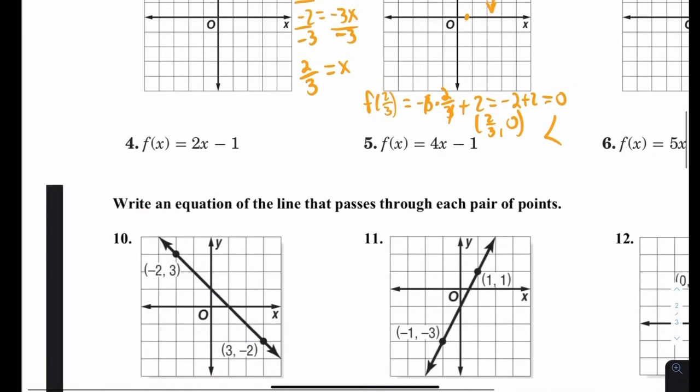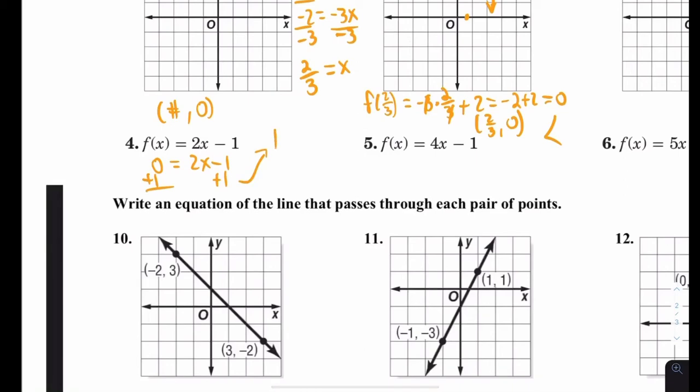Let's do number 4. We're going to have a number for x that we're going to solve for, and we're going to put 0 for y. So let's put 0 equals 2x minus 1. We'll add 1 to get 1 equals 2x. Let's divide by 2, and we get 1/2 equals x. And then let's check it to make sure that this is true. If this is the right answer, then our x-intercept will be 1/2, comma 0.